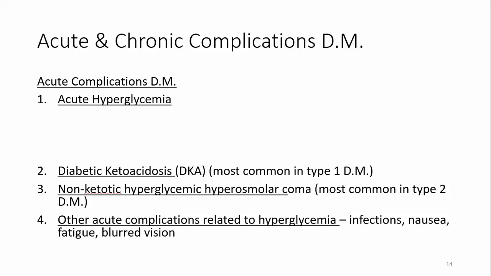With hyperglycemia, you can get infections. Obviously, pathogens have gotten more food. Nausea, fatigue, blurred vision. Those are all very common acute things that people with diabetes have, especially when it becomes unmanaged and they become temporarily hyperglycemic.